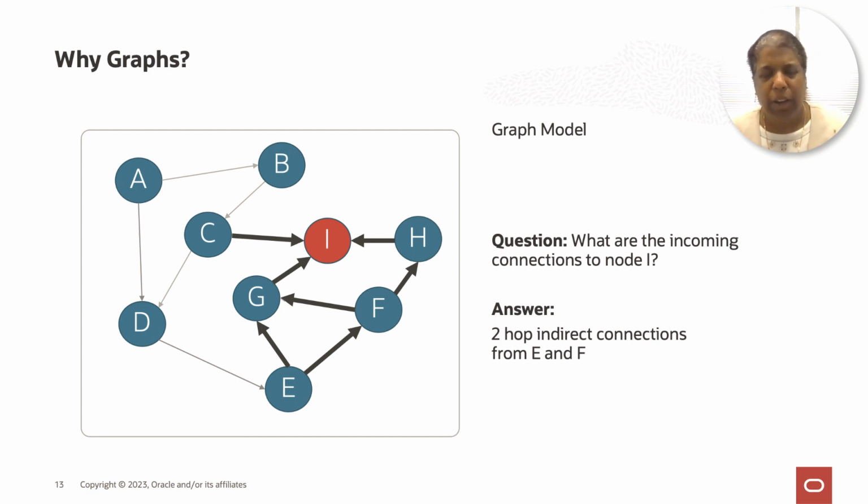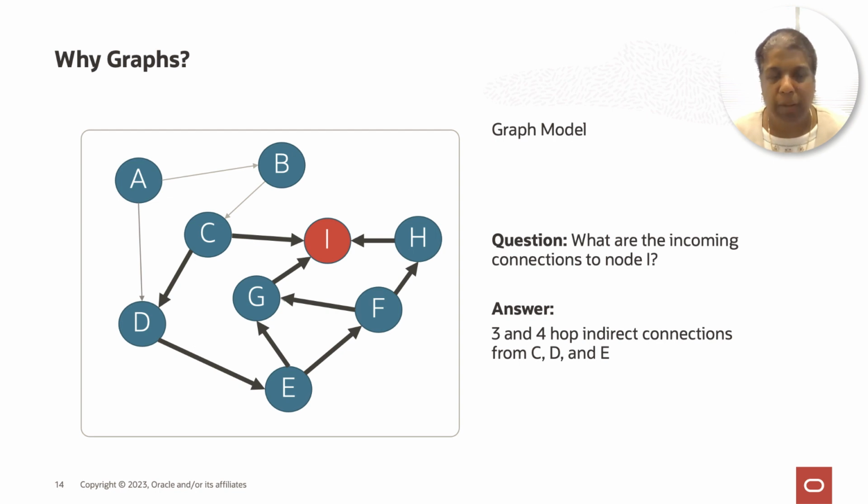So graphs are really good at finding connections, and especially finding these connections when you don't necessarily know the length of that path or the number of hops in that path. You just want to say, is there a path between E and I? I think graphs are really good at answering such questions.